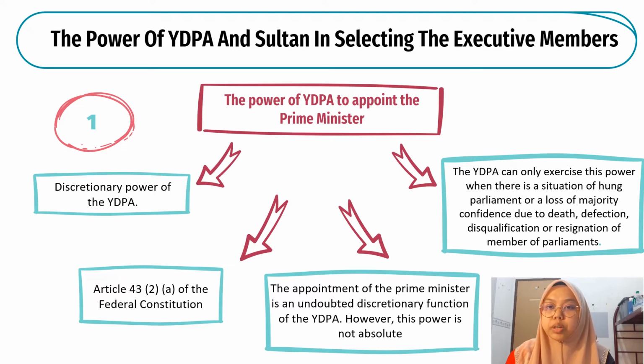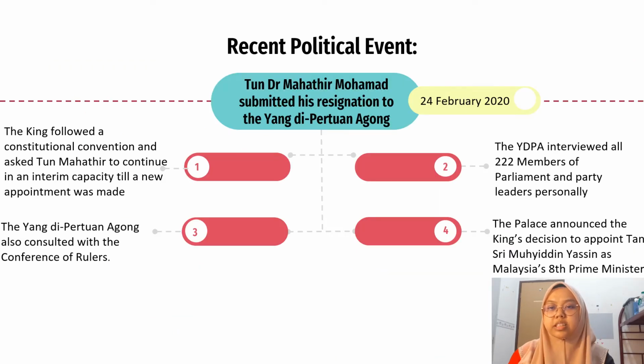However, this power is not absolute. The YDPA can only exercise this power when there is a situation of hung Parliament or a loss of majority confidence due to death, defection, disqualification or resignation of members of Parliament. For example, in a recent political event a year ago, on 21st of February 2020, Tun Mahathir Mohamad submitted his resignation to the Yang di-Pertuan Agong.